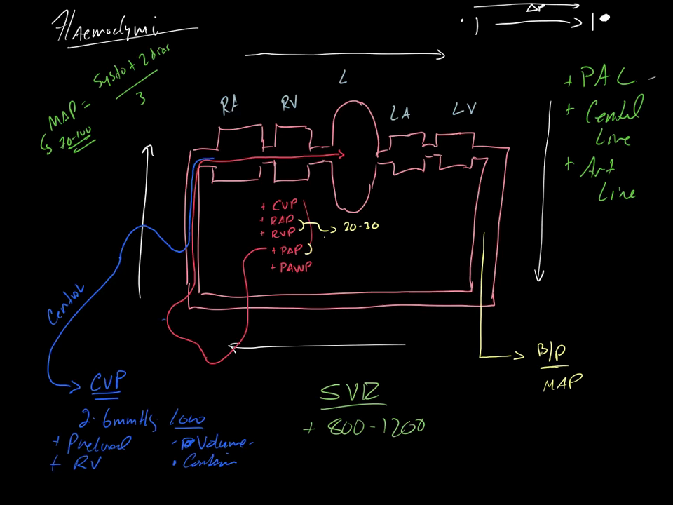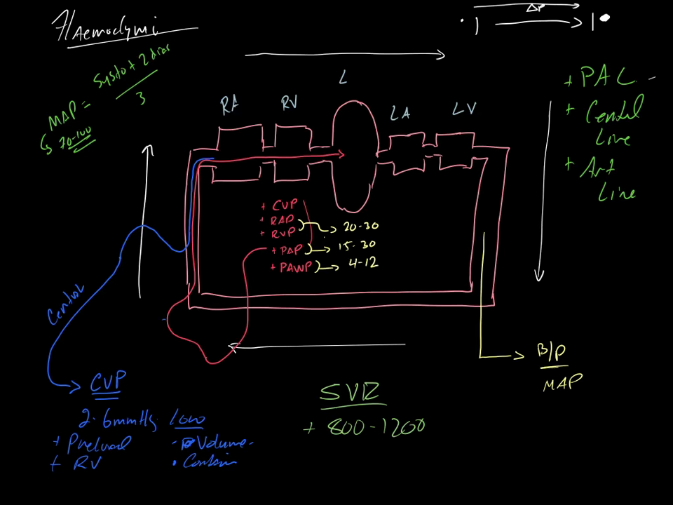How about the pulmonary artery pressure? What's the normal pulmonary artery pressure? Good. So basically, it should be about your right ventricular pressure. And then your pulmonary wedge pressure is 4 to 12. Good, yeah, 4 to 12.